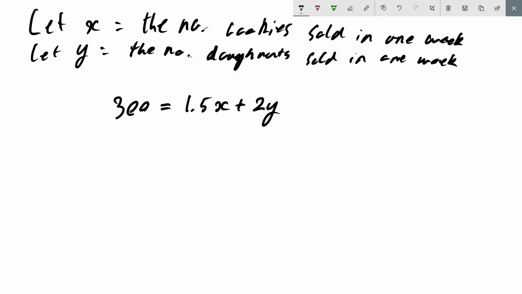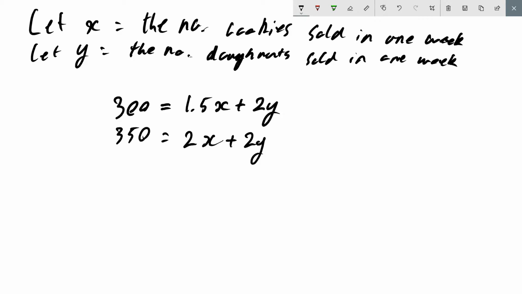The second week, Bob made $350. He changed the price of cookies and he left donuts the same. And he made $50 more, and we know that x and y in this case are the same. So there's our two equations. Now that we have them, we know what we should be doing. It's pretty obvious looking at what this sort of question is. We're going to be simultaneously solving.